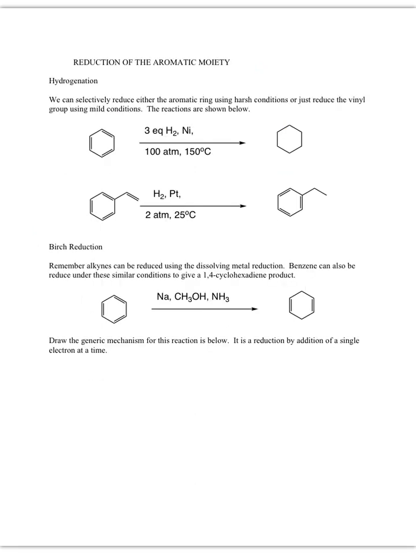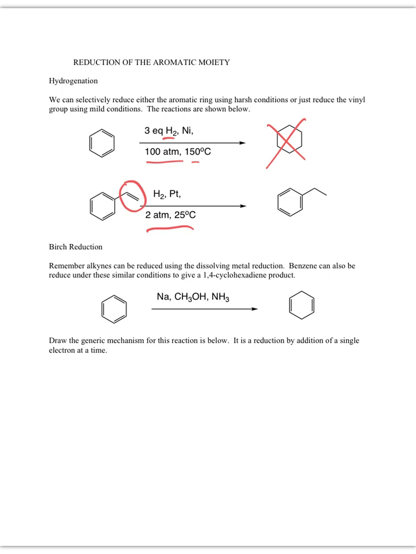So what can we do to an aromatic ring itself with a lot of hydrogen gas, high pressure, high temperature? We can reduce the benzene ring. 100 atmospheres. We're not going to go there. Don't reduce the aromatic ring. Leave it alone. With hydrogen, platinum, milder temperatures, all we can do is reduce a double bond off of the ring. We don't do anything to the ring itself.